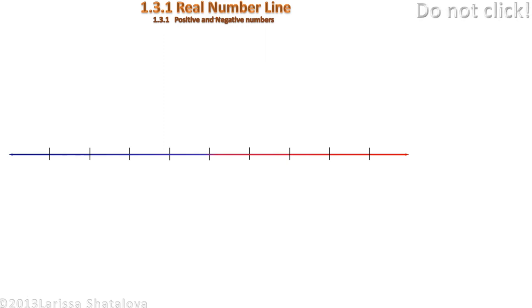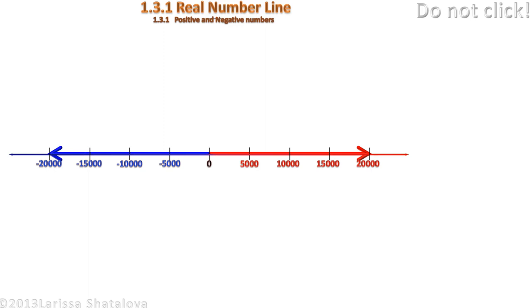Scale for the real number line. We can select any scale for the real number line to fulfill our needs. In this example, I use 5,000 for each cell. What is important here, we have to use the same scale for positive numbers and for negative numbers. And as always, all numbers grow from the left to the right.